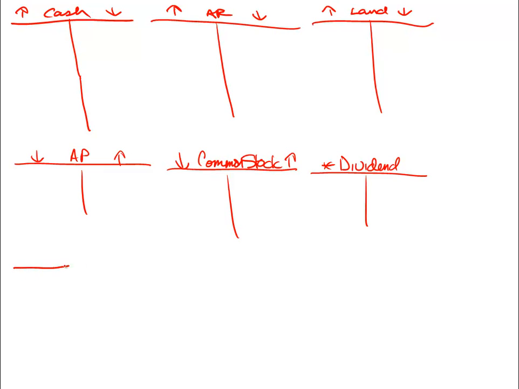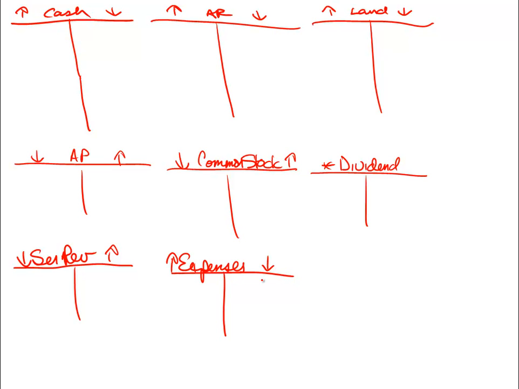As far as revenues and expenses, we have service revenue. Revenue accounts are increased by credits, decreased by debits. Expenses, which are increased by debits, and we try not to credit them. And we also have a gain, which is a revenue account, so it's increased by credits, decreased by debits.